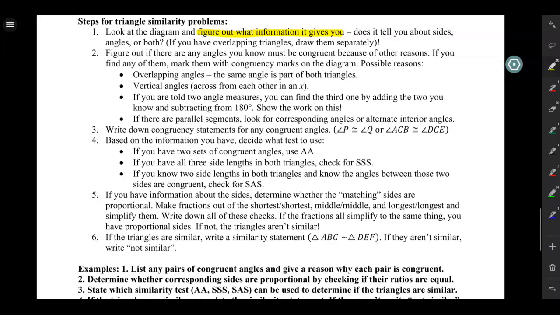Then start listing out things that are congruent. Maybe you're making a list, maybe you're marking with congruency marks on your diagram, but you definitely want to make sure you know everything that's congruent. And that's what I would do here. Write down congruency statements. Then look at what you have. Okay, this is going to be an important piece right here. If you have 2 sets of congruent angles, use angle, angle. If you've got side lengths, use side, side, side. If you know side lengths and a combination of angles, try to do side, angle, side.